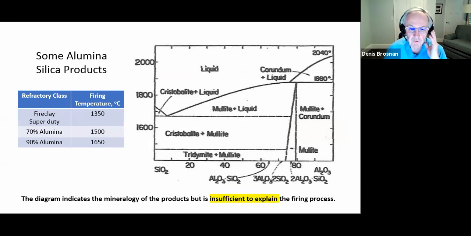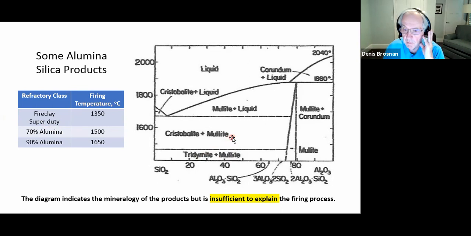So I just thought I'd mention some alumina silica products I'm very familiar with. A fire clay refractory brick, the old-fashioned brownish yellow type of brick you see in many furnace linings, has a composition of about 40 to about 44% alumina. So the composition is right here. The firing temperature is up in this area right here.